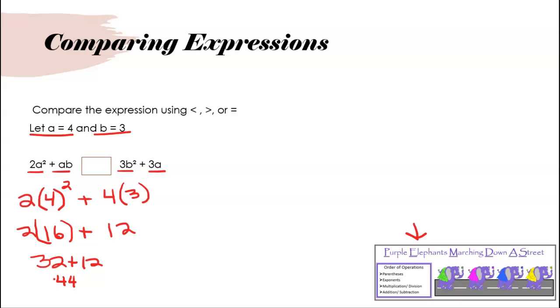Now I'm going to substitute my a and my b in my right-hand side expression. I'm going to go over here. 3b squared would be 3 times 3 squared, because b equals 3, plus 3 times a, which is 3 times 4.